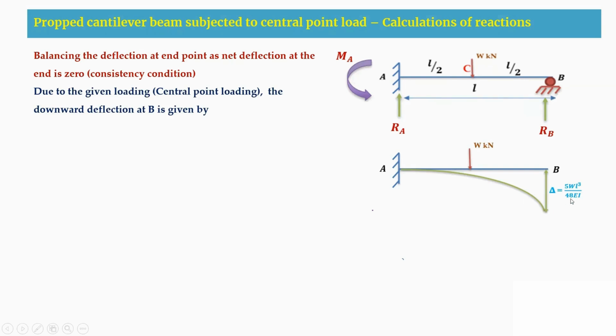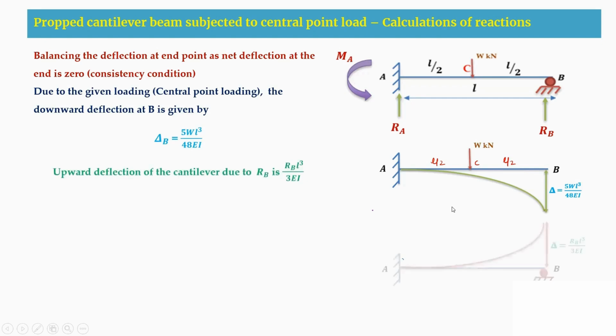The delta here we get as 5WL cube by 48EI, which we have already seen in the previous slide. This is L by 2 and this is L by 2, this is C. This is the downward deflection, given by this formula. Now coming to the second part, a cantilever beam having an upward reaction at the B support. Therefore, you have an upward deflection, and the upward deflection formula is RB into L cube by 3EI.